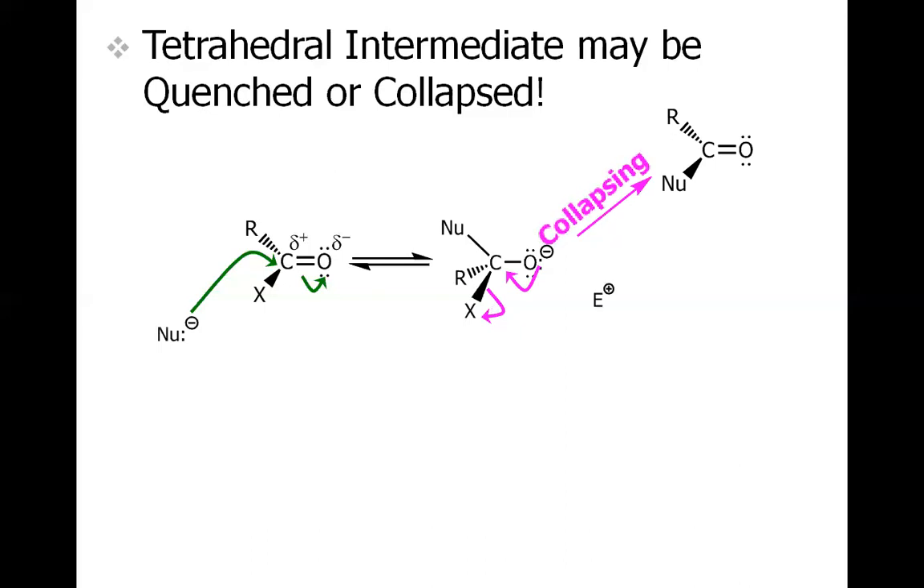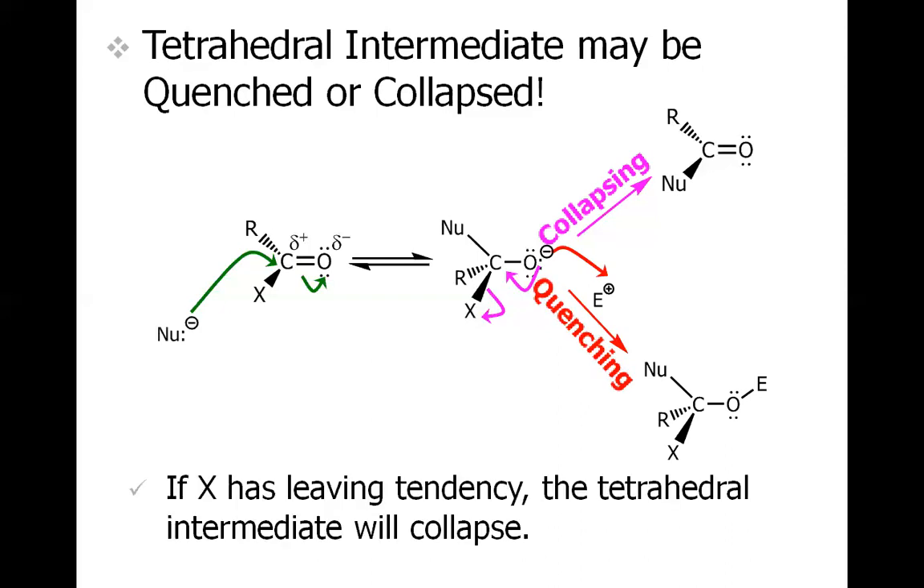However, we have one more method rather than collapsing of the tetrahedral intermediate. If this oxyanion attacks the electrophile and has this final product, in this case this oxyanion tetrahedral intermediate, rather than being collapsed, it's quenching. So what makes the tetrahedral intermediate collapse or quench? It depends on the nature of X, this one.